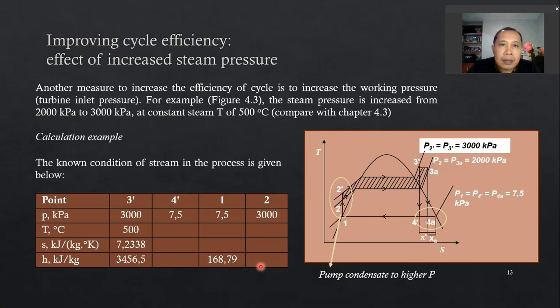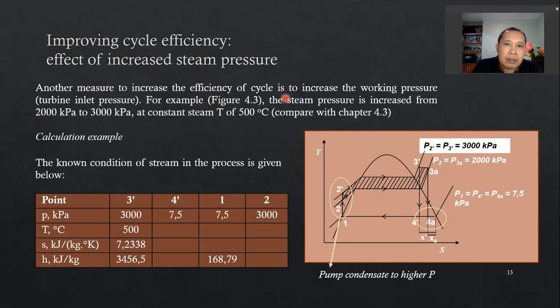Okay, the next measure is increased steam pressure. Now, of course, in reality, it's very common to have these two efficiency improvement measures done at the same time. Okay, so increase steam pressure and also increase steam superheat. Okay, that's very common to do that. But here in this course, we're analyzing those two measures separately.